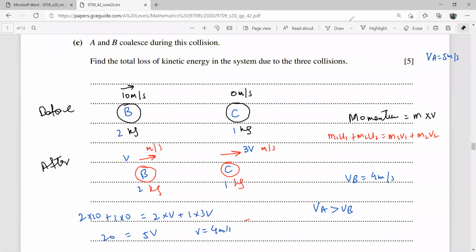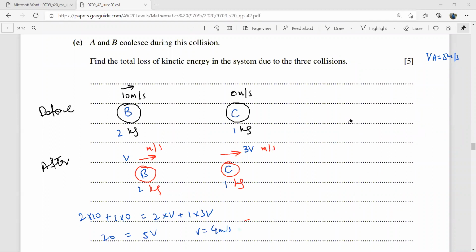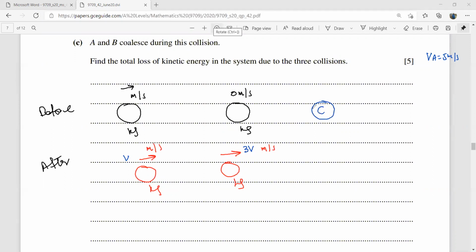Okay, so we have, let me just make some space here, okay? And please remember all these velocities, okay? I'm going to use these diagrams here. So this before and after will also be used here. This is your C here. This is your B, and this is your A.